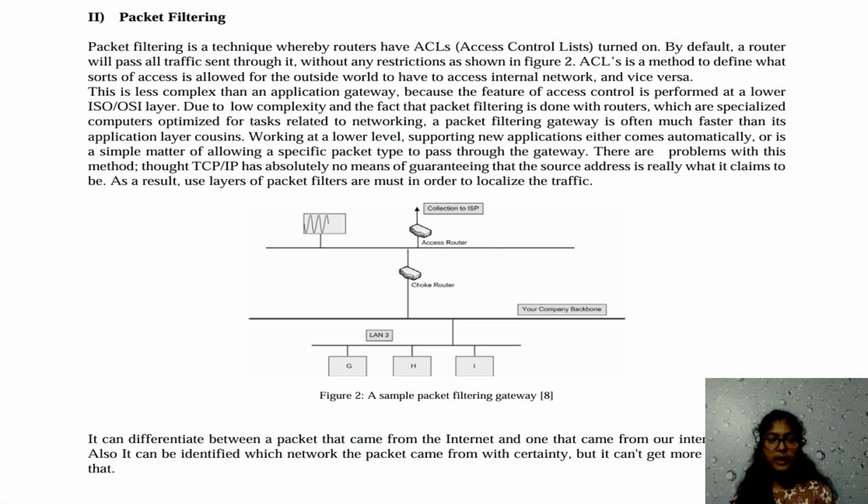Coming to packet filtering, it is a firewall technique whereby routers have the ACL, that is access control list, turned on. By default, a router will pass all the traffic sent through it without any restriction, as shown in the figure. An ACL is a method to define what sort of access is allowed for the outside world to have to the internal network, and vice versa. We can understand this clearly in this diagram of the packet filtering gateway of the firewall.